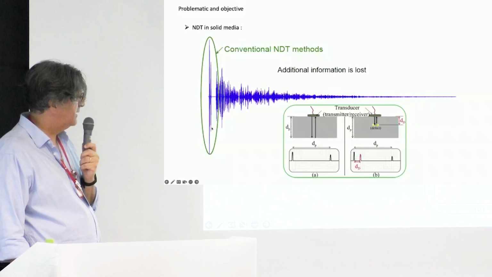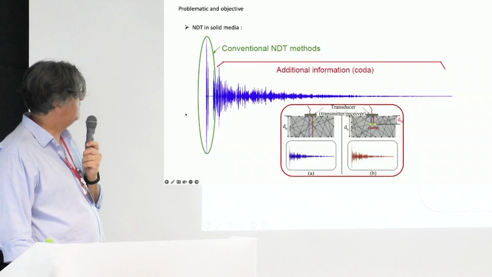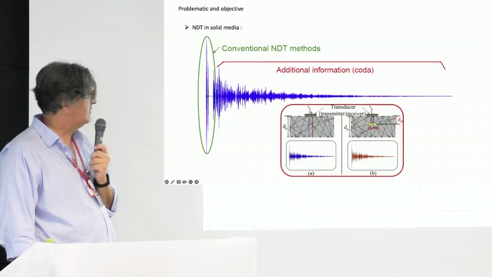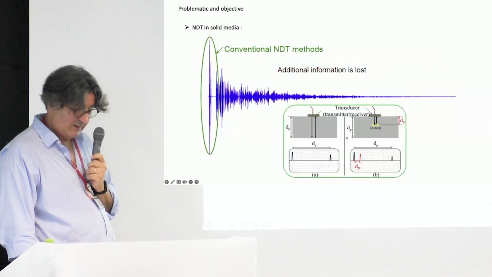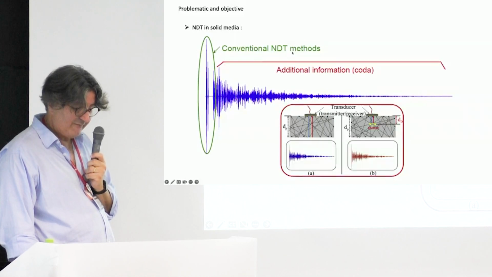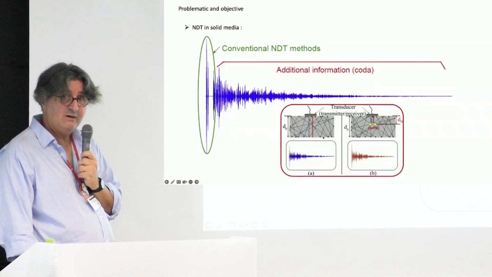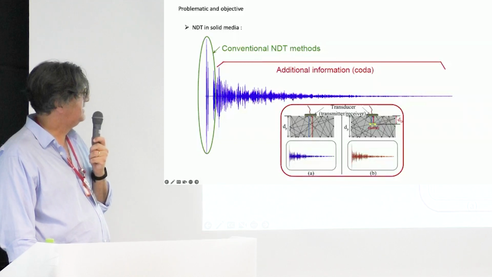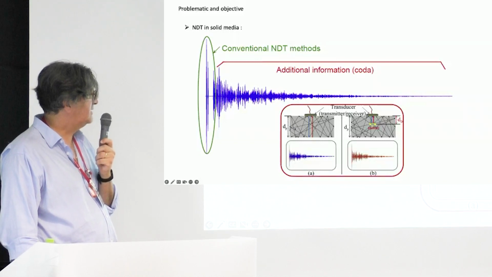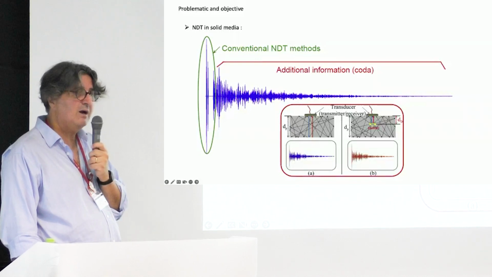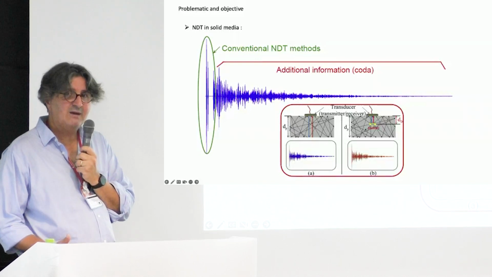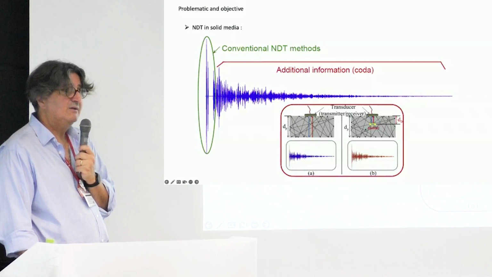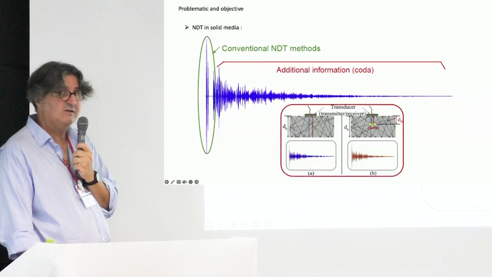But in practice, if you look at what we call the coda of the signal, after the first round trip echo you have multiple reflections that occur in the samples. These multiple reflections decrease with time, but you have global information on the material properties if you analyze the signal due to these multiple reflections.